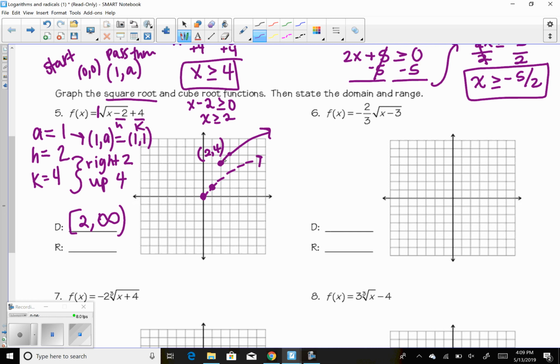Your range is bottom to top. Well, what's the y value you're starting at? 4. And the graph opens up to the top. And you get a bracket, closed circle.